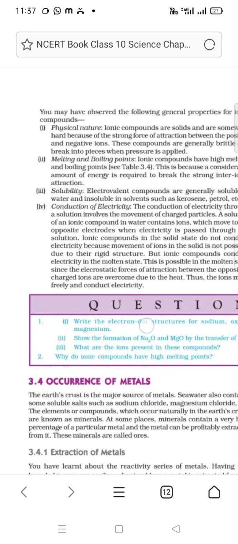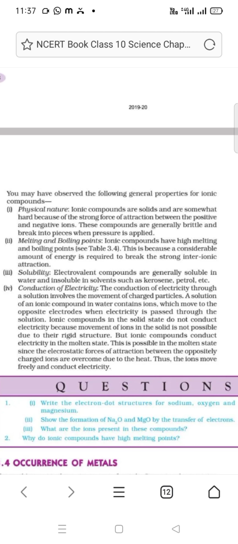Then next one, children, solubility. These compounds are generally soluble in water. Whenever I am speaking about an ionic compound, you have to keep Tata namak in your mind. So they are soluble in water, and insoluble in solvents like kerosene, petrol, etc. Obviously salt cannot be dissolved in kerosene or petrol. Next one, conduction of electricity. The conduction of electricity through a solution involves the movement of charged particles.